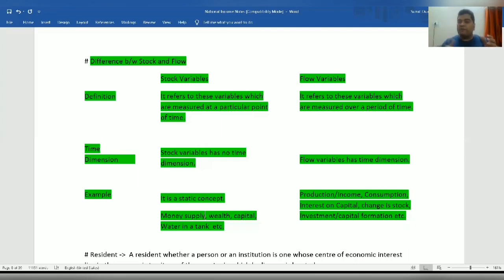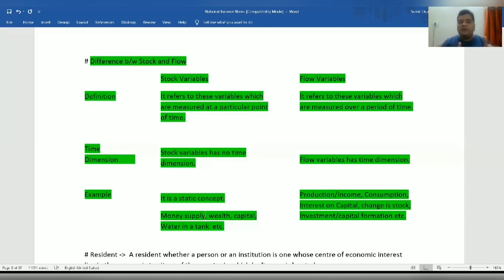Depreciation: yearly depreciation, quarterly depreciation, half-yearly depreciation. It is over a period of time. Change in inventory, that we call inventory investment, is change in stock, closing stock minus opening stock. It covers the duration of 1 year. So that's why it's a flow variable. Now you have to understand which component is stock and which component is flow.